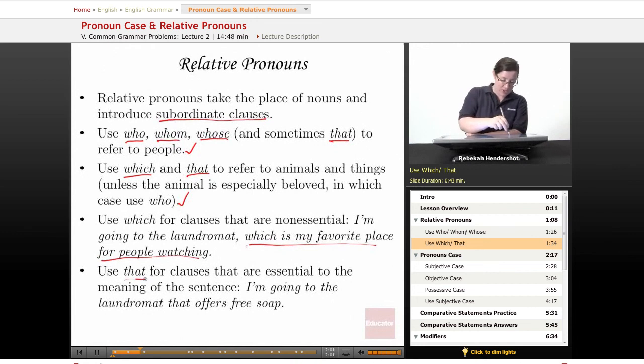You use that with no comma. Notice this comma right here that always precedes which. You use that with no comma for clauses that are essential to the meaning of the sentence. I'm going to the laundromat that offers free soap. This tells you which laundromat you're going to, so it's essential.